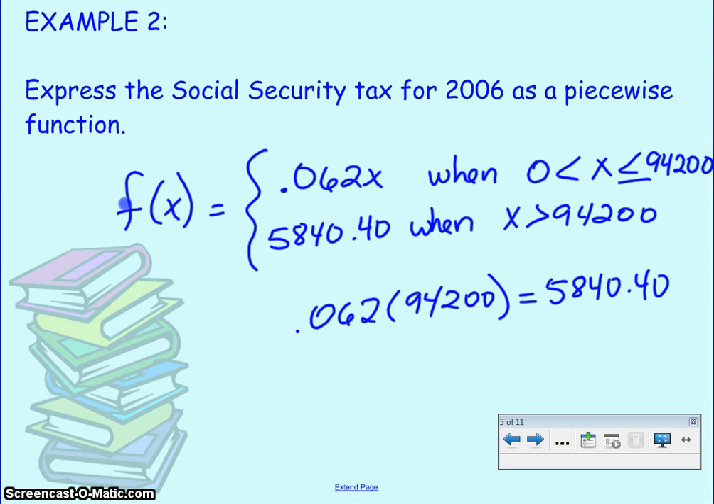Now, because that's the maximum you're going to pay, it does not matter how much you go over this $94,200, you're still only going to be paying on that amount. So anybody who earns greater than the $94,200 is going to be paying the $5,840.40.